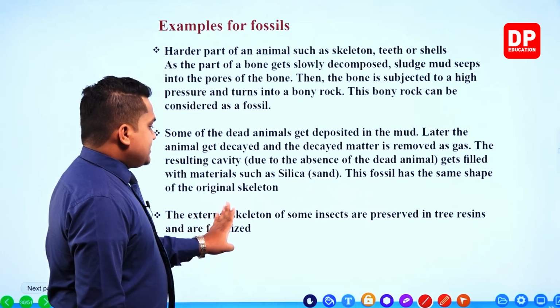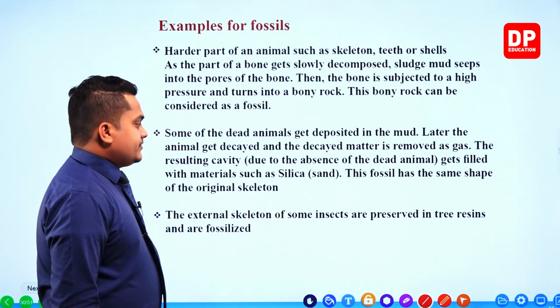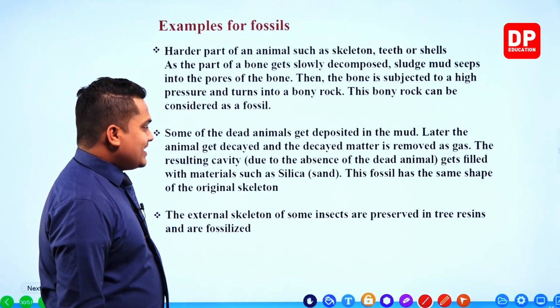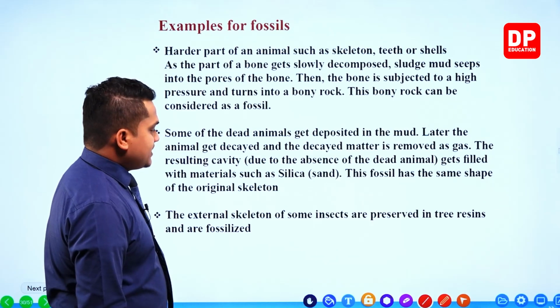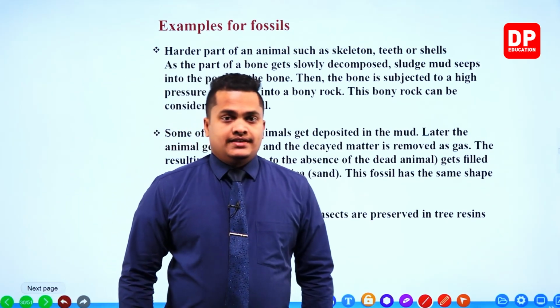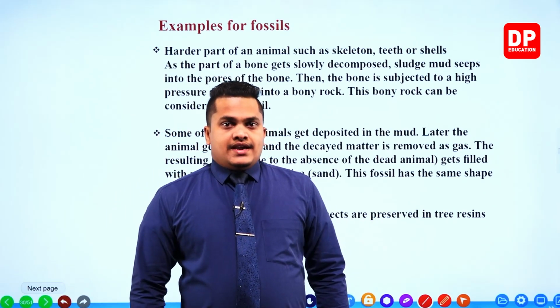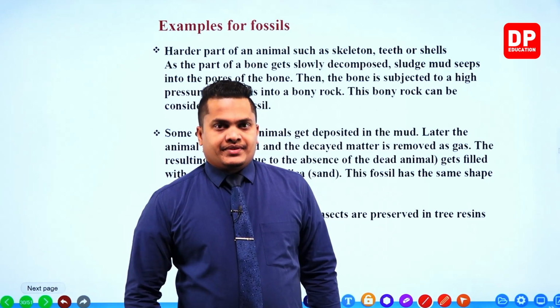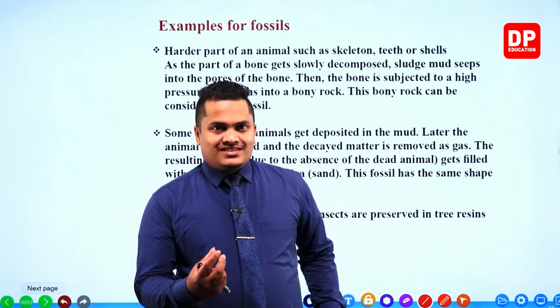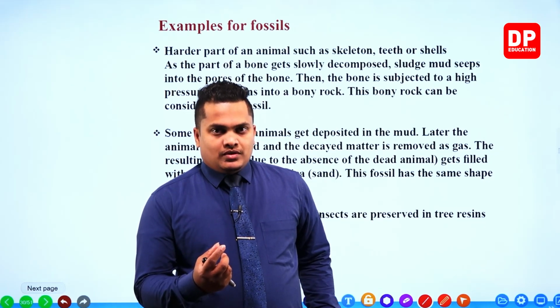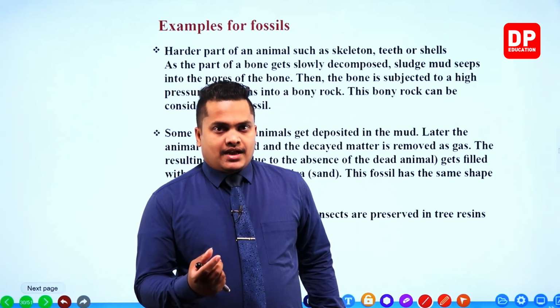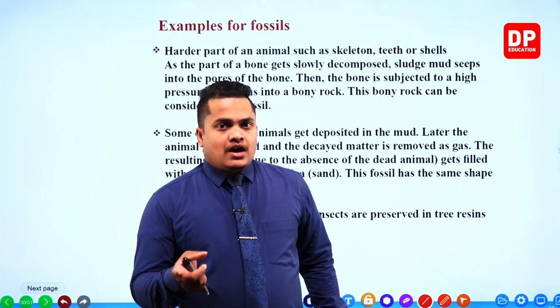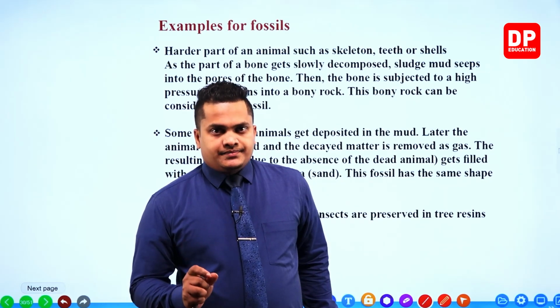The external skeleton of some insects are preserved in tree resins and are fossilized. So like I said earlier, amber is a good example for it. Amber has a certain type of glue which is coming out from that particular plant.